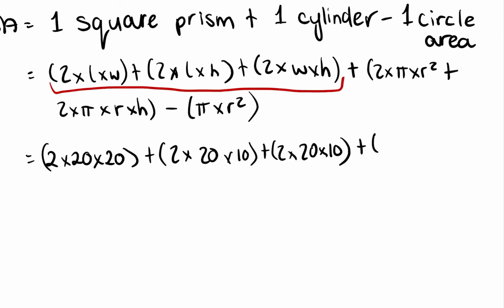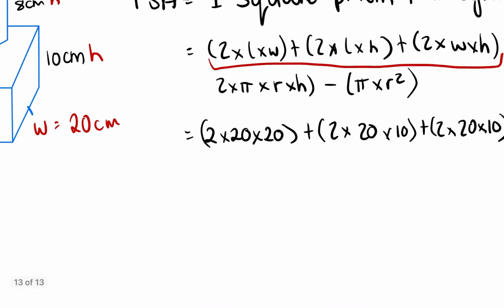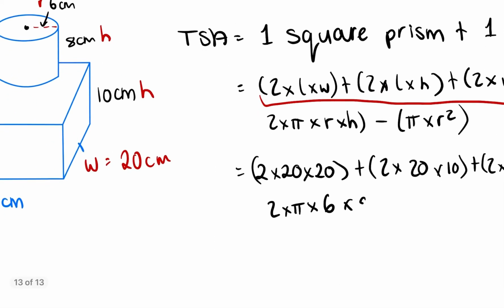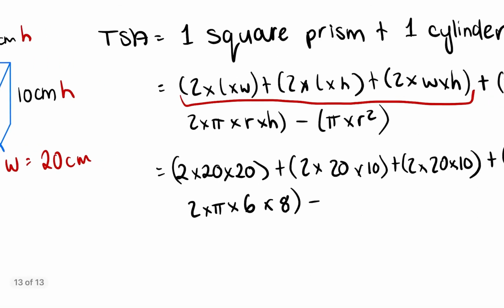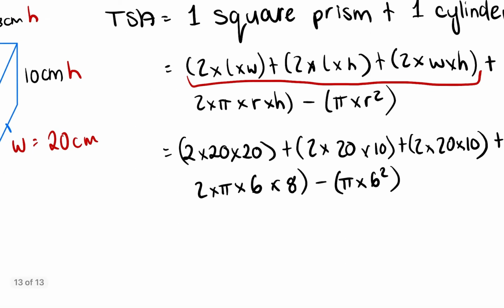Now we just have to do our cylinder part. So we've got 2 times pi, our radius is 6, so times 6 squared, plus 2 times pi times our radius, which is 6, and then our height was 8. And then take away the area of a circle, so pi times our radius, which is 6 squared. Now that we've done that, you can just put that all into a calculator.